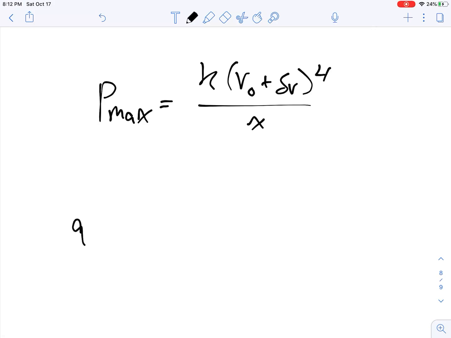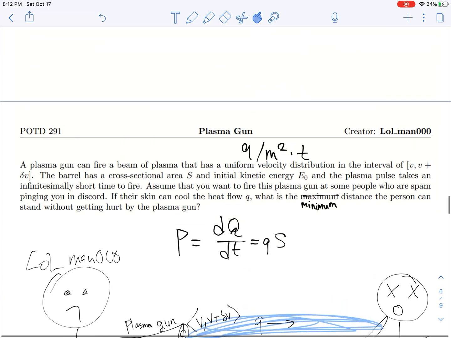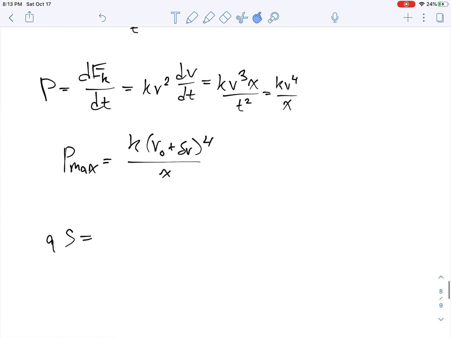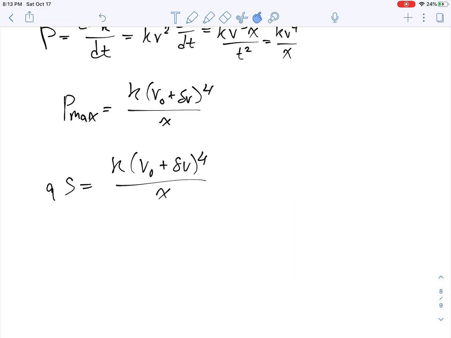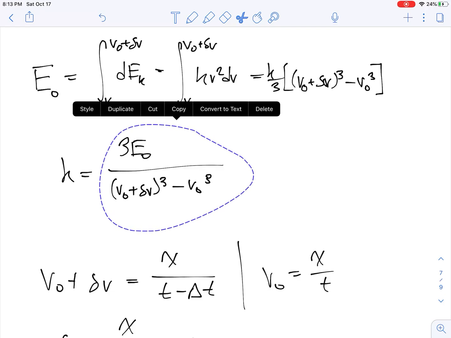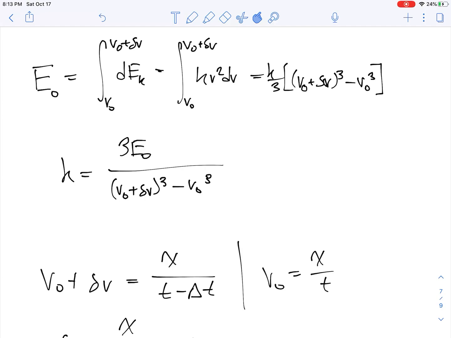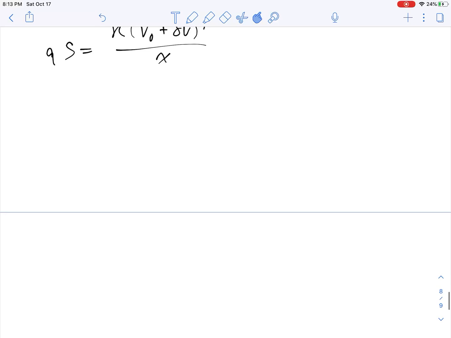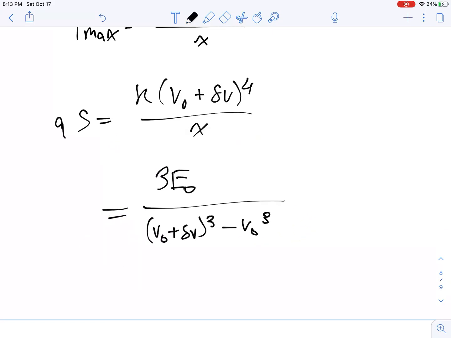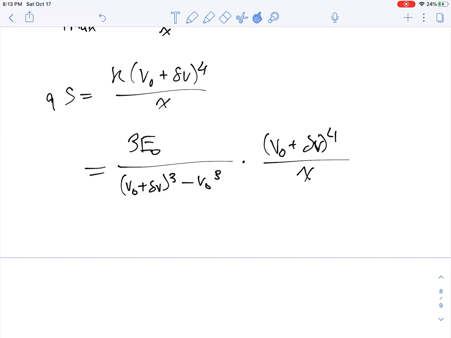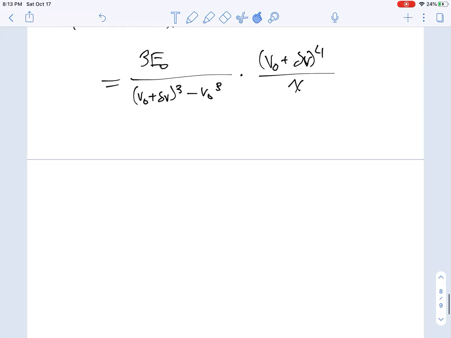So now we can equate the power. We got qs from what we discussed back here, and we have P max here. That's awesome. Now we know that we solved for k to be 3E sub 0 over (V0 plus delta V) to the power 3 minus V0 to the power 3. So by placing the k here, we get this. And this is awesome because now we have everything in a linear relationship.